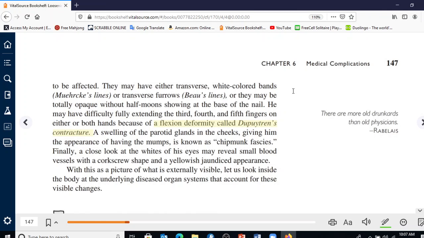You have Mees' lines, or transverse furrows, Beau's lines in the fingernails. You can look at people's fingernails. You can look at their ears and see that there are symptomologies of heavy drinking there. There's also a flexion deformity that you may find on some drinkers, called Dupuytren's contracture. John Elway's making a commercial about that now with his Denver Broncos.